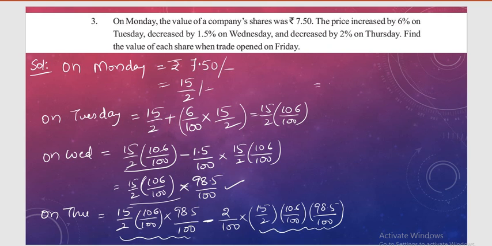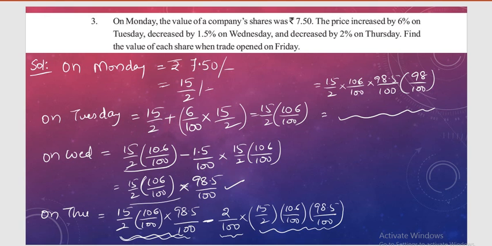So I can take this as common, no? So I can write it as 15 by 2 into 106 by 100 into 98.5 by 100. If I take those as common, then here we will be having 1 and here we will be having 2 by 100. So 1 minus 2 by 100 is nothing but 98 by 100. So on simplifying this value, you are going to get one answer. That is nothing but my required answer.